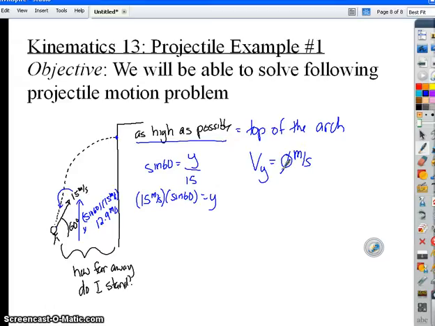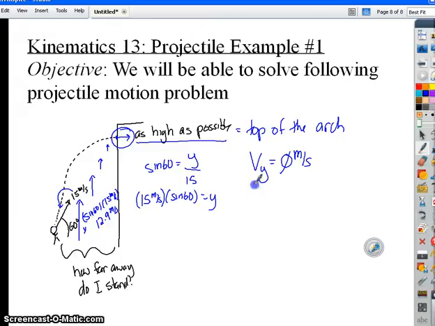Why? Because y and x velocity are completely independent of one another. So even though this thing is still moving this way, it still has an x component of the velocity, the y component is 0 at the top of the arch, okay? As we move up, the y component is going to get less and less until at the very top it is equal to 0. So the first thing we are doing is breaking this up into its x and y components, which is the key part of these problems.